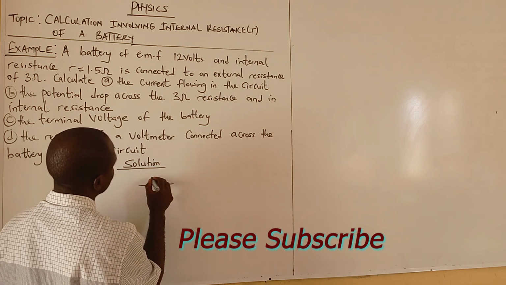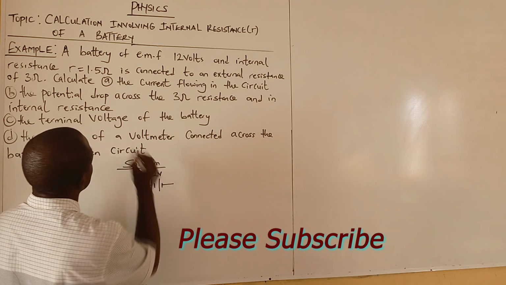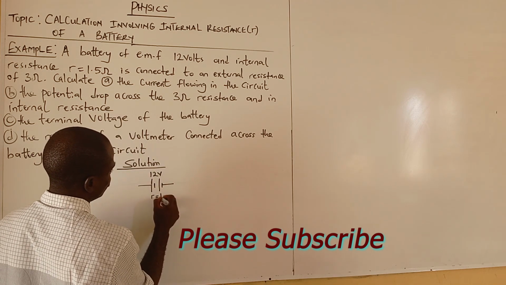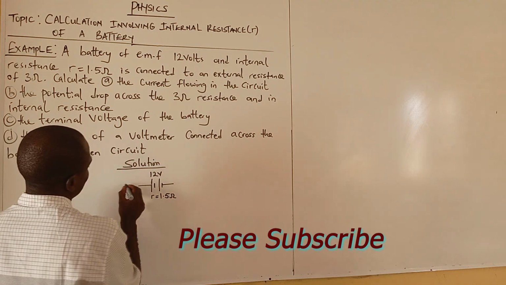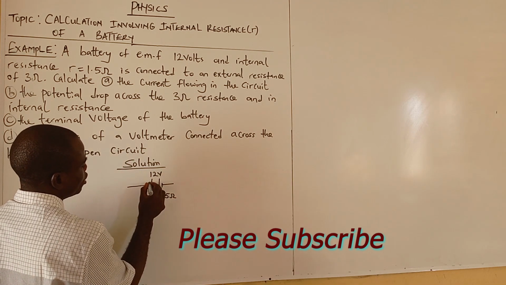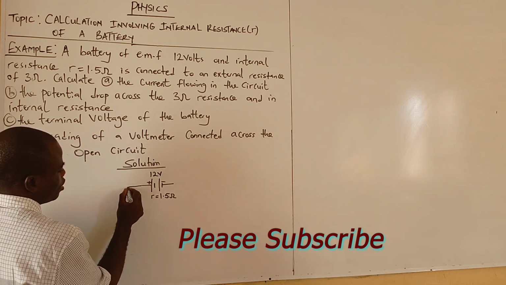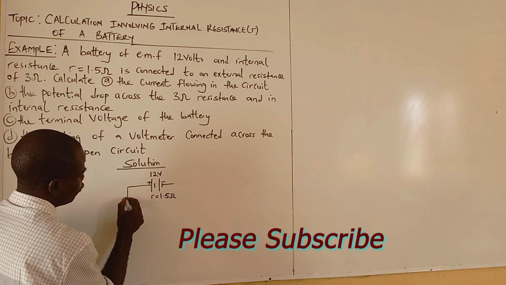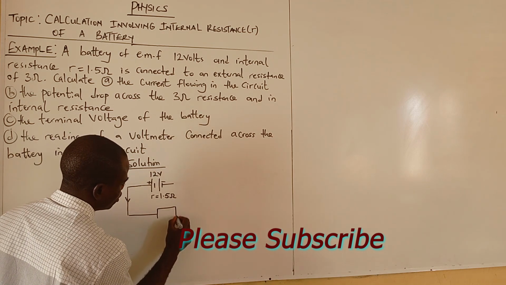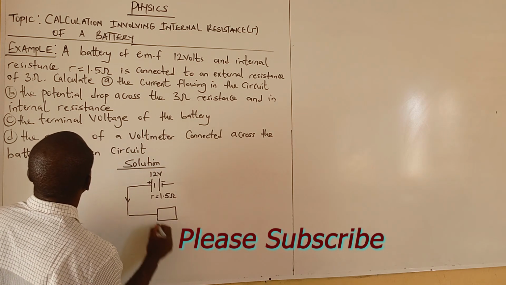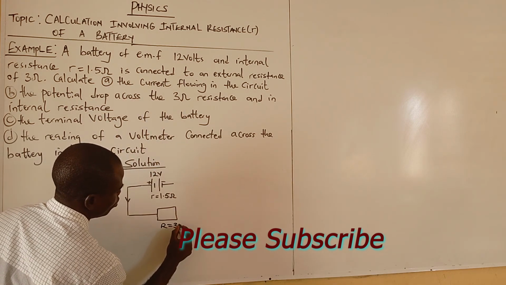Two cells give us a battery of EMF 12 volts. Internal resistance r equals 1.5 ohm. It's connected to an external resistance. Don't forget that this is the positive terminal and this is the negative terminal. Current flows from the positive terminal, connected to the external resistance, which is given to us as R equals 3 ohm.